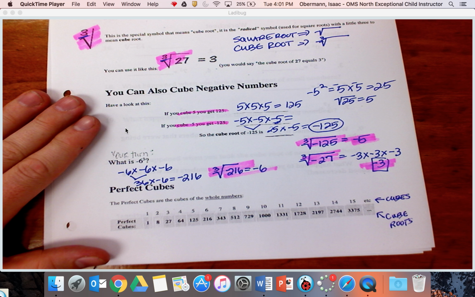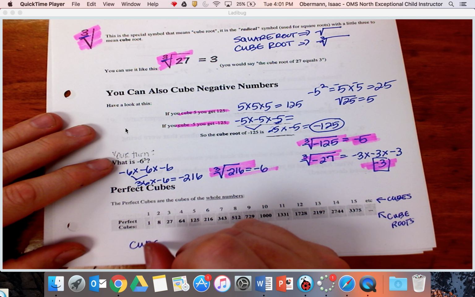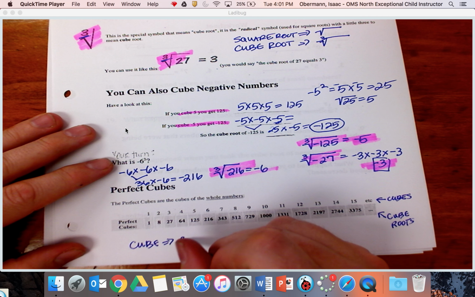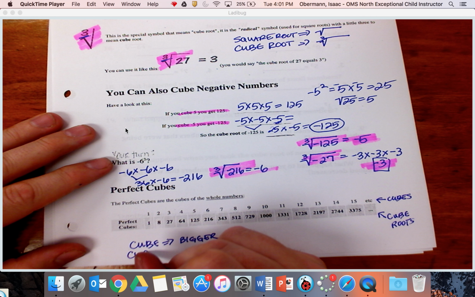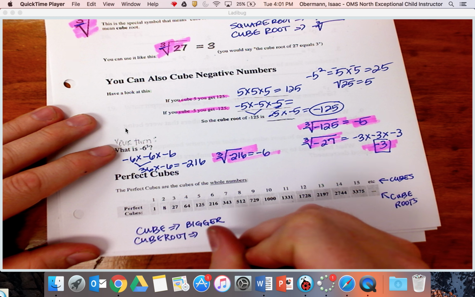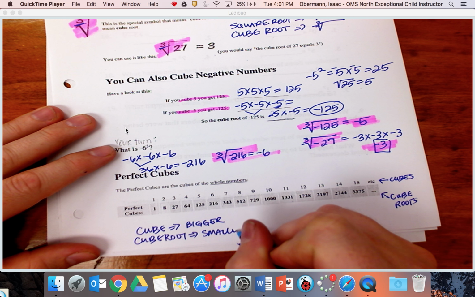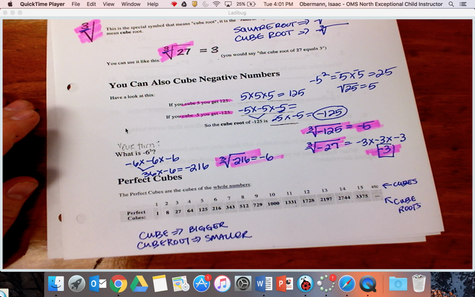So when I cube a number, I get bigger. And when I take a cube root, you get smaller. Okay? When I cube a whole number, I get bigger. When I take a cube root of a number, I get smaller. Okay? Now, we'll be able to see those here in this case.